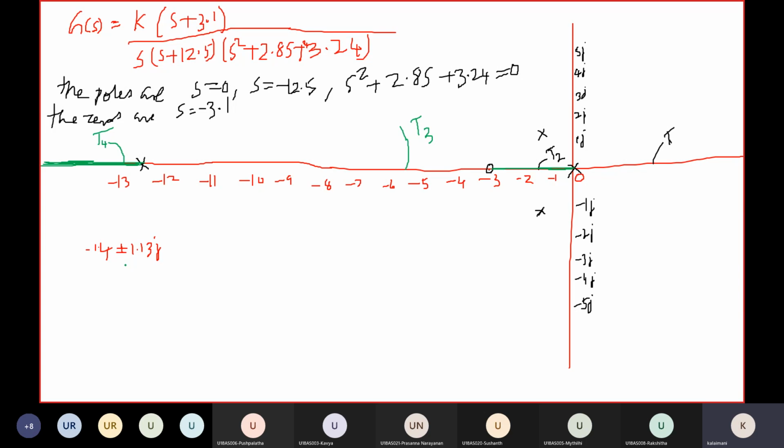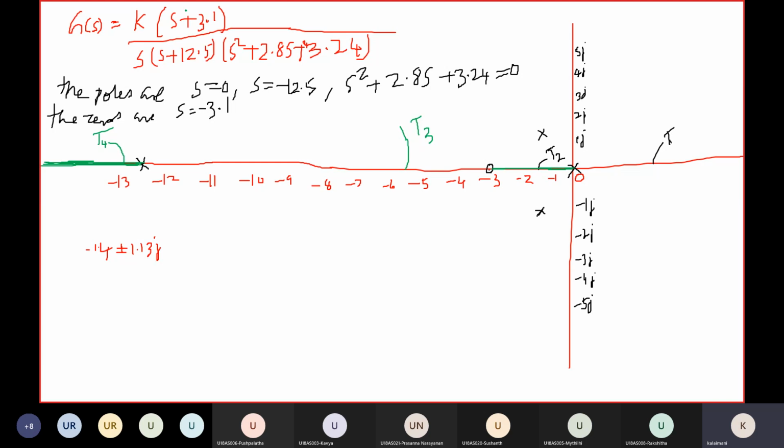So in this problem, I have 4 poles. What are the poles? One is s equal to 0, then s equal to minus 1.4 plus 1.13j, then minus 1.4 minus 1.13j, then s equal to minus 12.5. Therefore, I have 4 poles, and therefore 4 root locus branches. But I have only one finite zero, which is s equal to minus 3.1. Therefore, only one root locus branch starts from a pole and meets at the zero at s equal to minus 3.1. The remaining are 3 root locus branches. Totally I have 4 root locus branches.